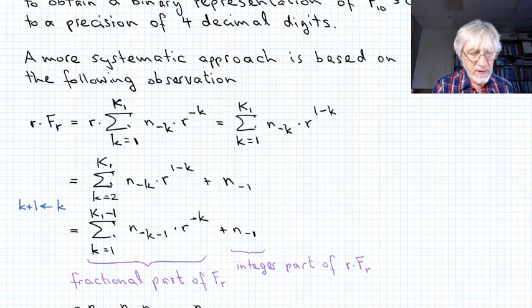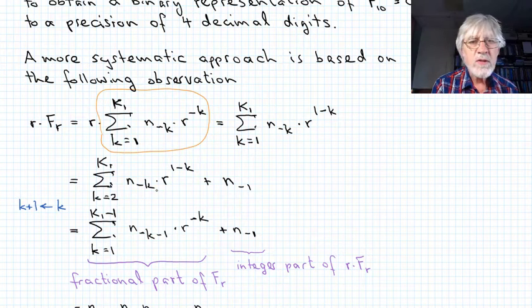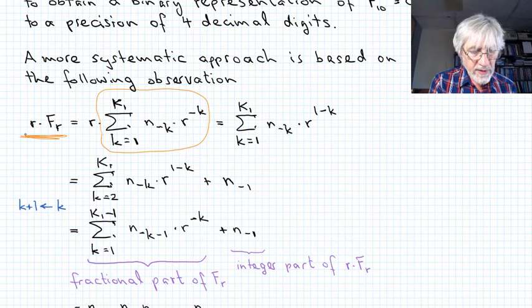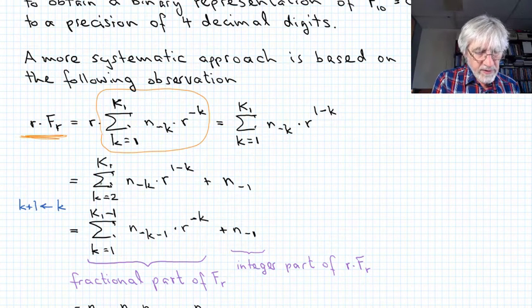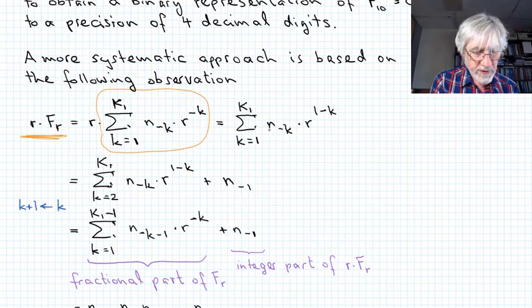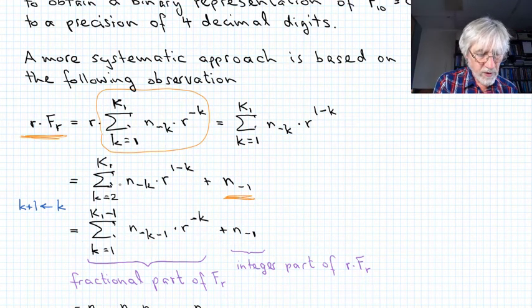And what we are going to do is we're going to take F sub r, which is the sum from k equal to 1 up to capital K sub 1 of n sub minus k times r to the minus k. So this is F sub r here. And we're going to multiply this by r, so we compute r times F sub r. Okay, so that gives us the sum from k equal to 1 up to capital K sub 1 of n sub minus k times r to the 1 minus k. And we are now going to pull out the first member of the summation, so we're going to write this as the sum from k equal to 2 up to capital K sub 1 of n sub minus k times r to the 1 minus k, plus n sub minus 1. So this is the first member of that summation.